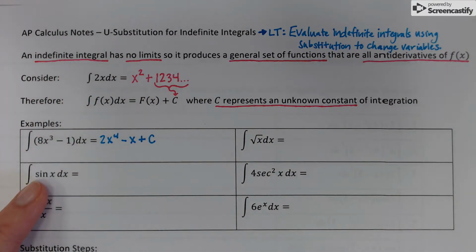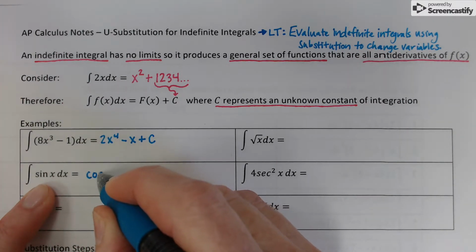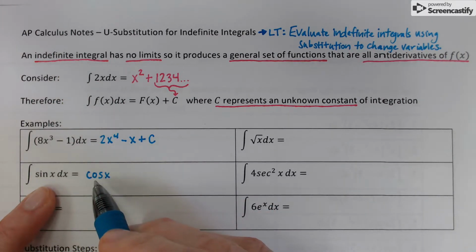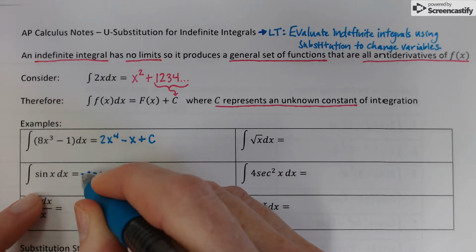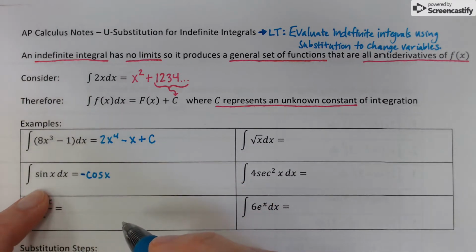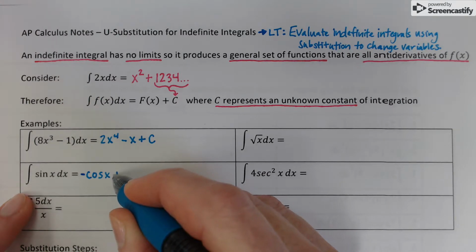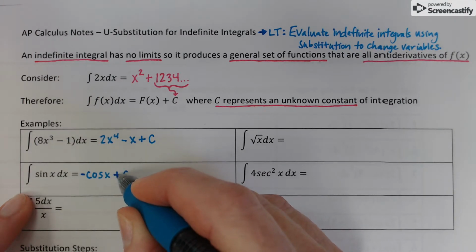The second example is probably the trickiest of our trig functions because we can never really decide if it should be positive or negative. So if I were to guess that it was cosine of x, I would do a quick mental check. The derivative of cosine is actually negative sine. So you should be able to figure out by checking your derivative that it should actually be negative. And with no limits to plug in, I remember my unknown constant plus c, and I'm done.